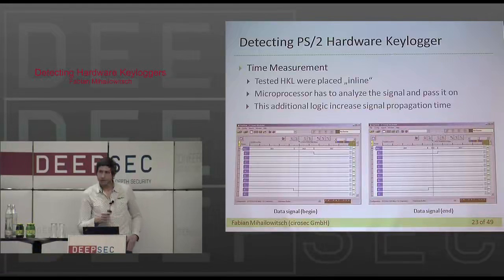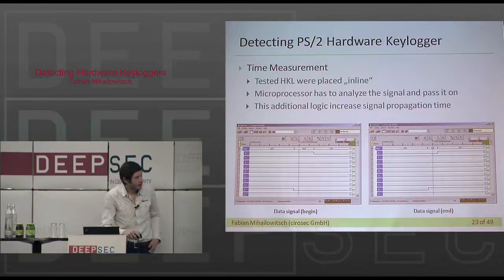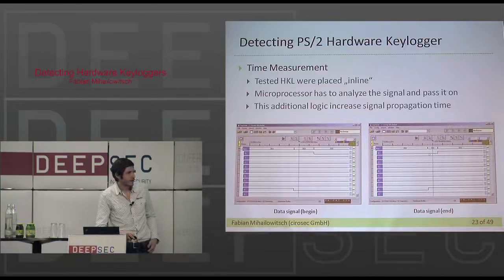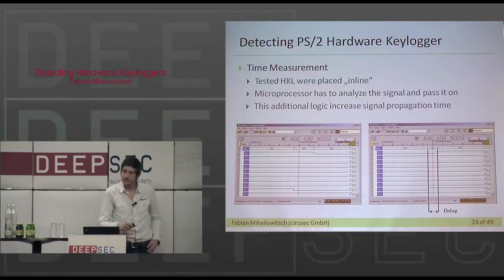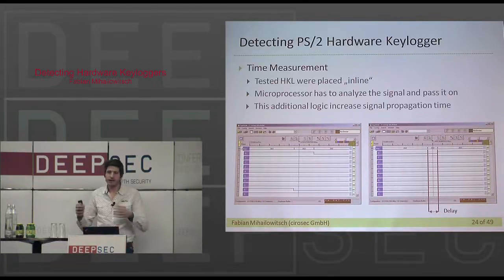In that example, I have a data transfer. Basically, it starts, and you can see there's the dislocation we had in the previous graph too. But once the whole transfer has ended, you can see right here, there's a small delay. You have the keyboard once it stops sending, and the keylogger once it stops sending, and you have the small delay. So what you actually can try to do now is to perform time measurement in order to determine whether additional hardware, aka the hardware keylogger, is placed in line between the keyboard and the KBC.